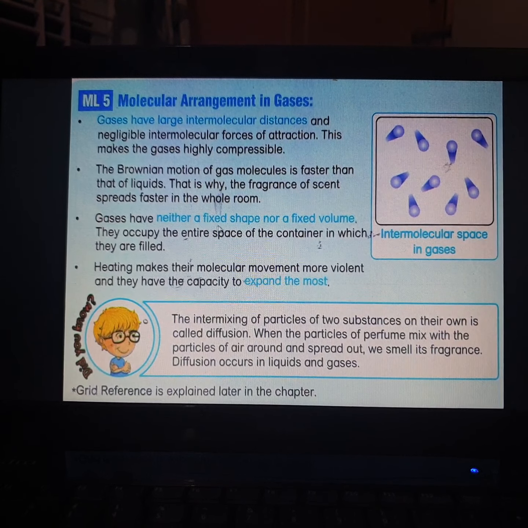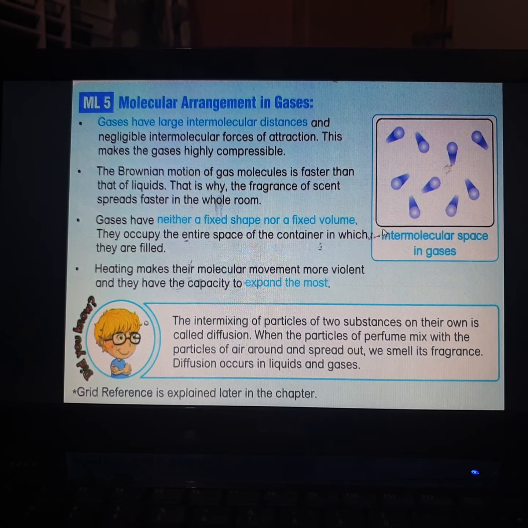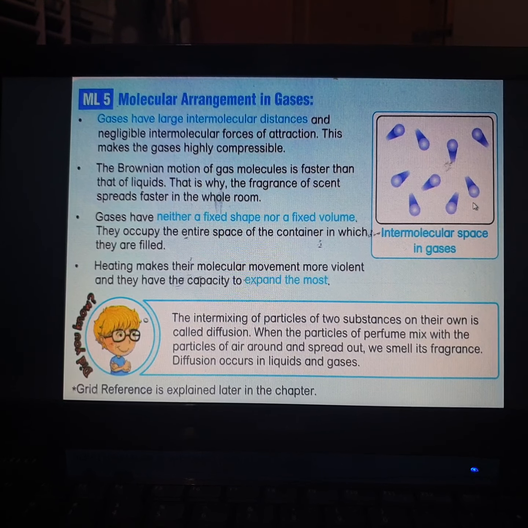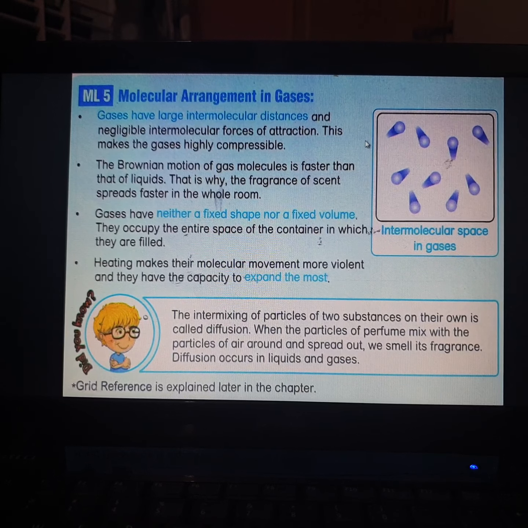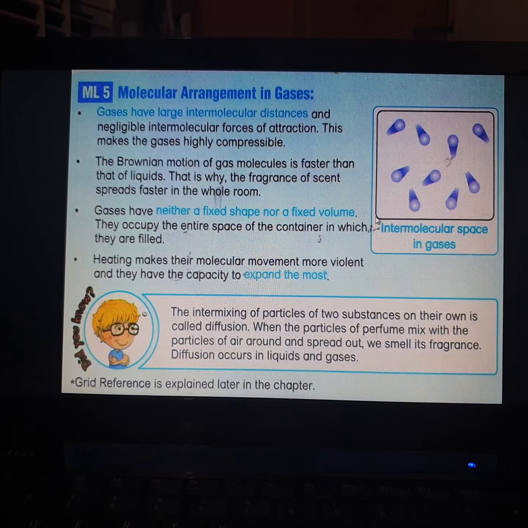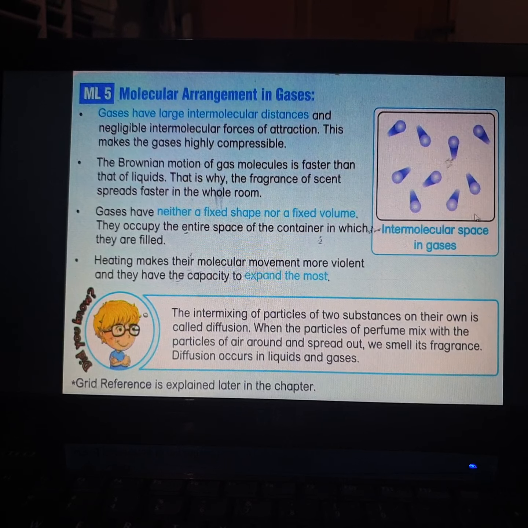Gases have neither a fixed shape nor a fixed volume. So these gas molecules will never have a fixed shape or a fixed volume. That is, they take the shape of the container. For example, if I have a gas cylinder, these molecules take the shape of the cylinder.